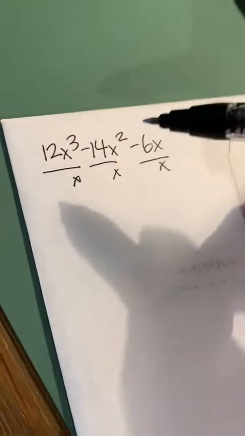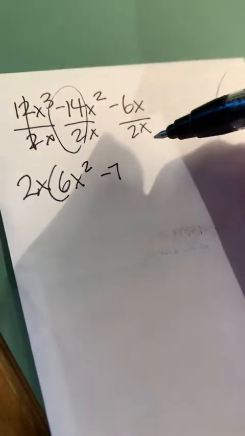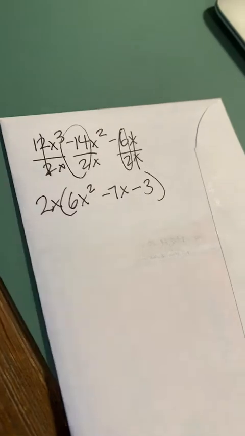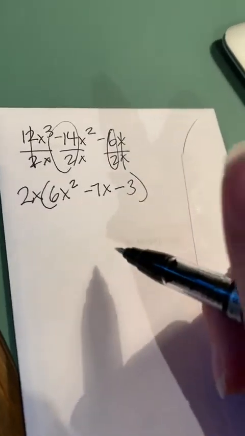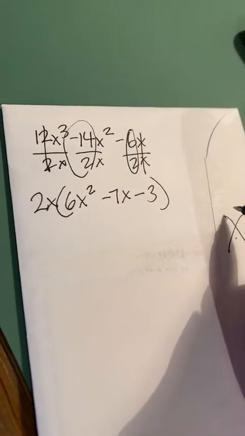So first thing, take a GCF out. I know x is going to be 1, and then they're all divisible by 2. Nothing bigger, so 2x. This would make 6x squared. This makes negative 7x. And this makes negative 3, and the x's will cancel. Like that.